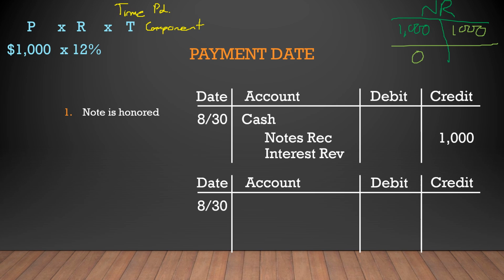Remember, that 12% is the annual rate, meaning the customer would pay that much over an entire year. But this note was only for 90 days. So we use the time period component to prorate it for that shorter duration. This time period component will be 90 over 360.